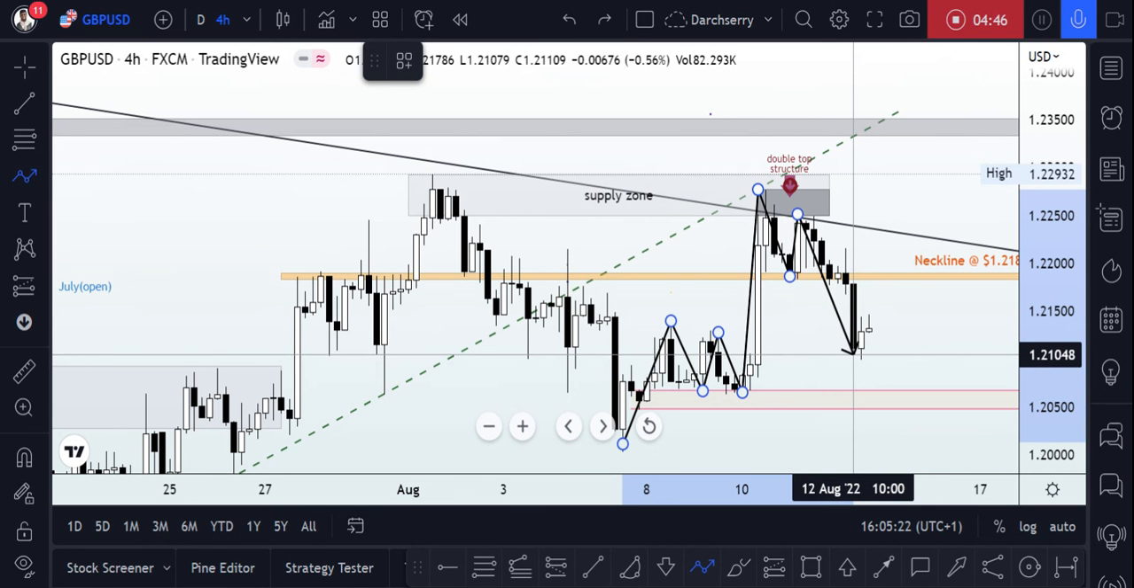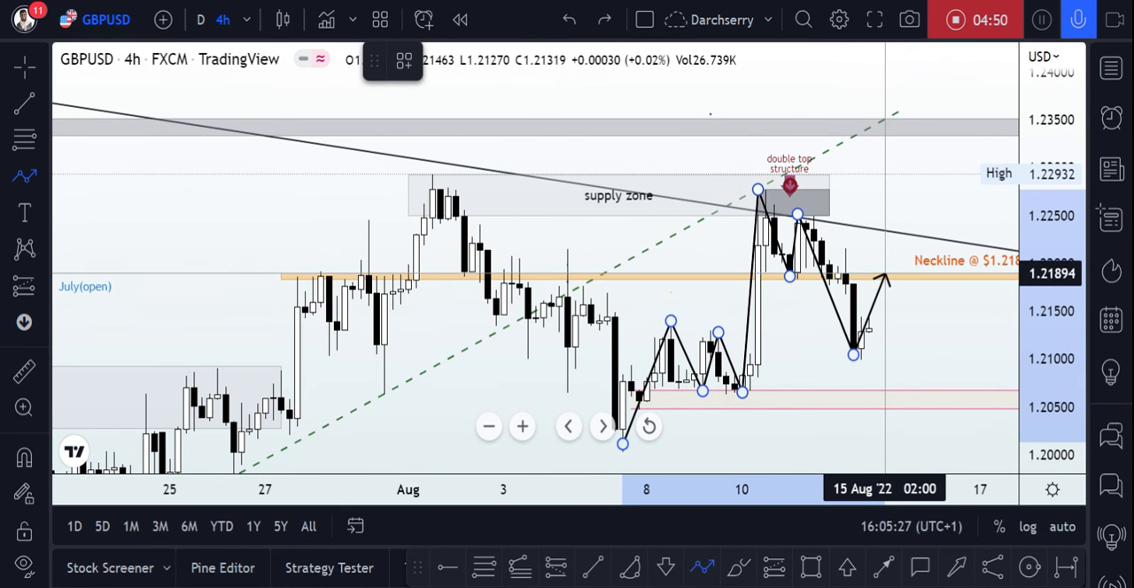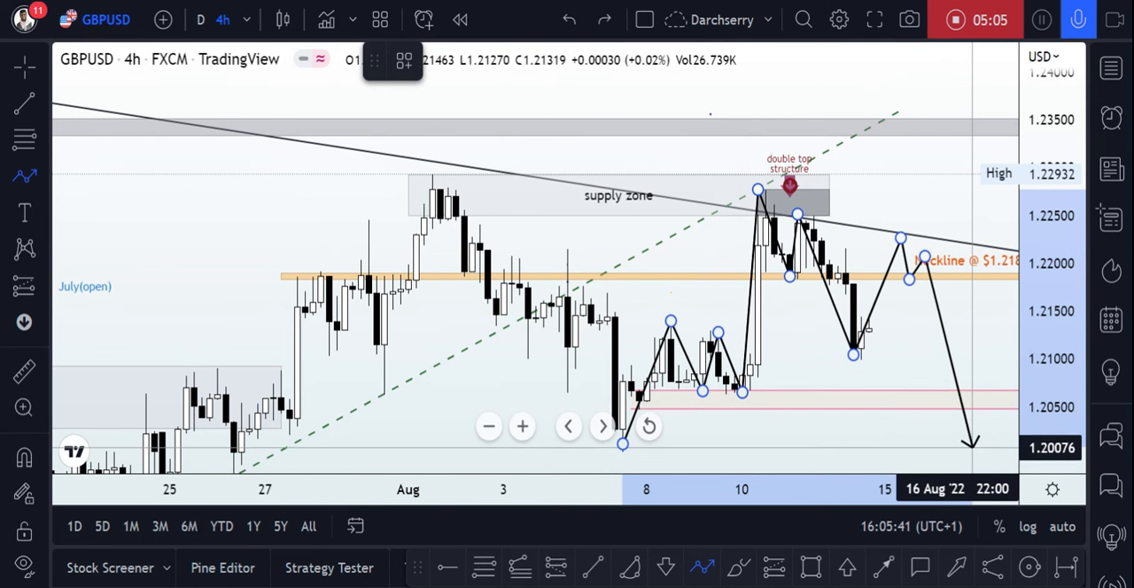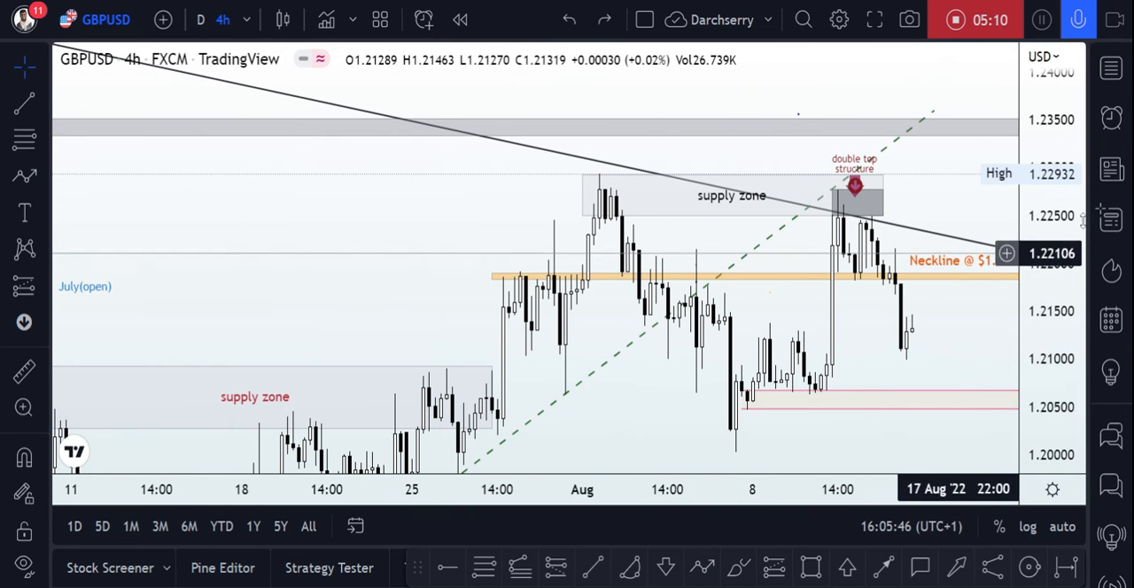So what I want to be looking forward to in the New York session on the new week is a retest of structure. It could be price coming back into the neckline here, or it could go as far as retesting the bearish trend line we identified on the higher time frame, where we'll be looking for reversal patterns to join the decline to the downside. So this is one structure I'm looking forward to this week.